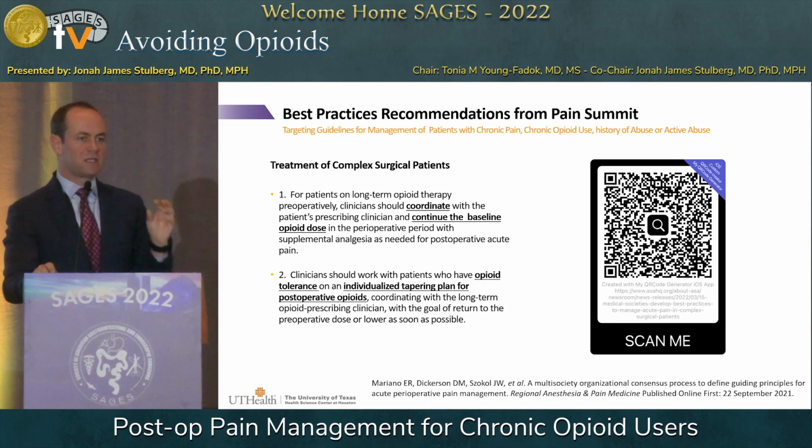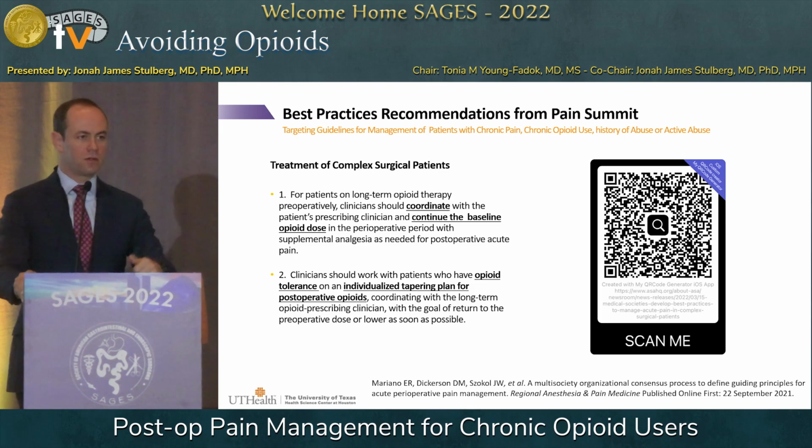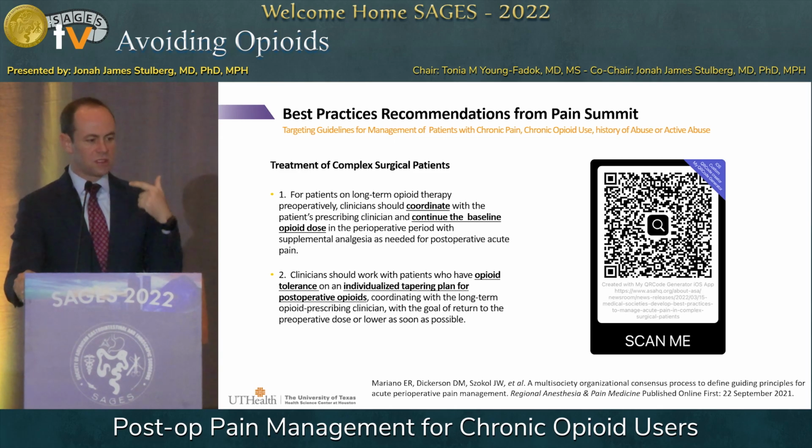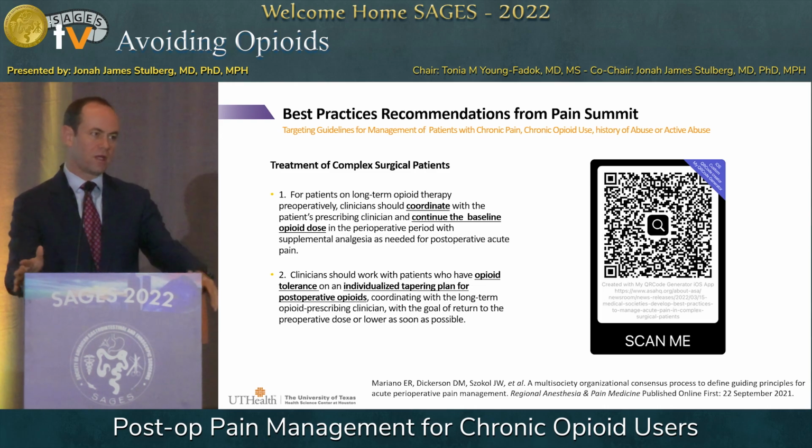And they were specifically talking about what our best practices guidelines are for complex pain management. So patients who are either chronic users or have opioid use disorder or have abuse and addiction histories. And in those patients, they had 7 main takeaways, 7 best practices guidelines. I've pulled out the 2 that I think are most relevant to this particular talk about chronic use.